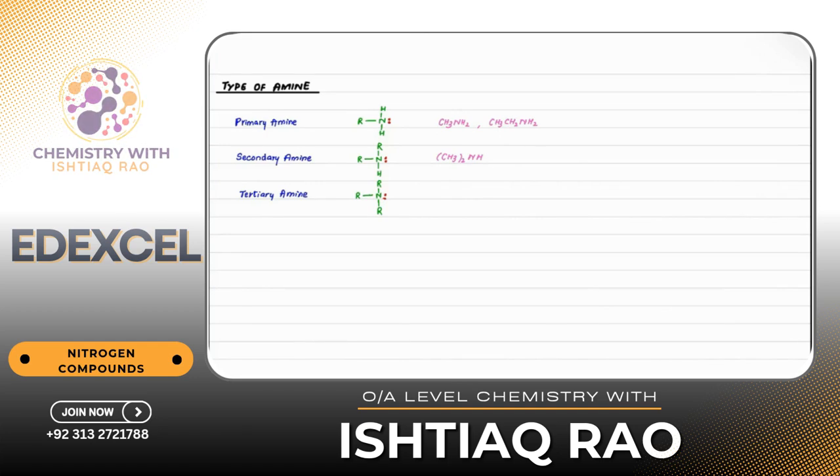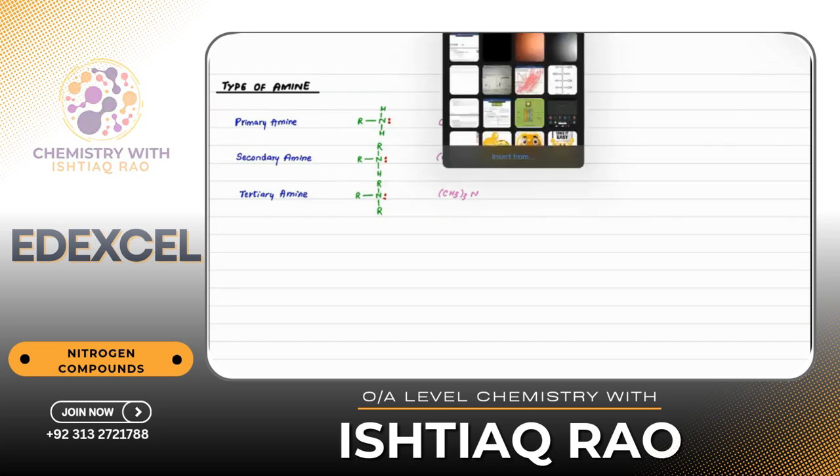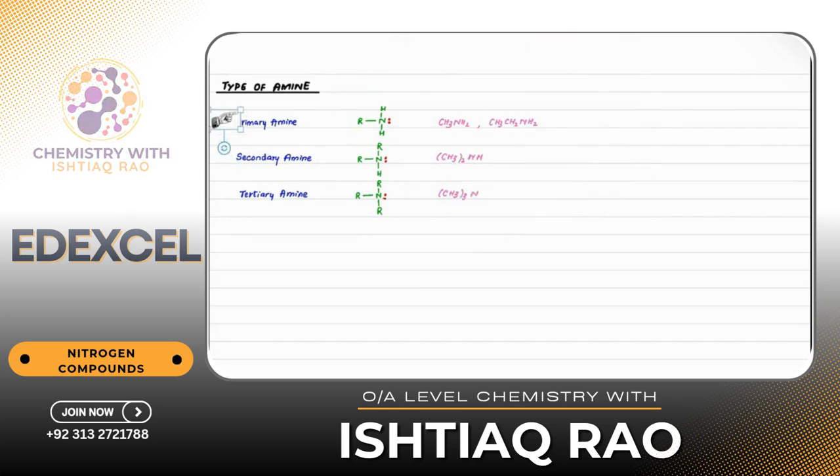How can we identify? We can see NH. It's not NH2, it's NH. Only one hydrogen with the nitrogen. And for the tertiary amine, I can say trimethyl, CH3 taken three times with nitrogen. There is no hydrogen attached with the nitrogen. So I would say that it's going to be what? It's going to be tertiary amine.